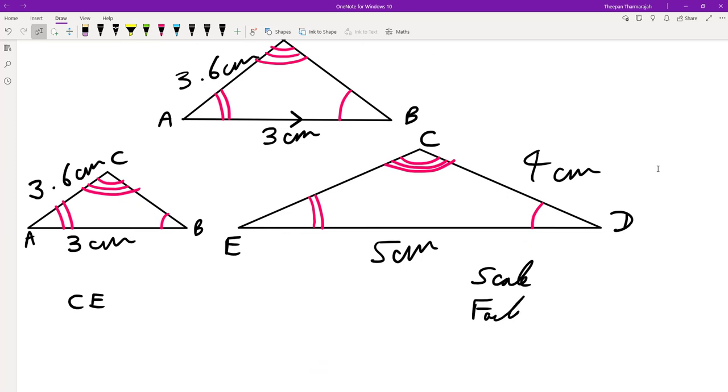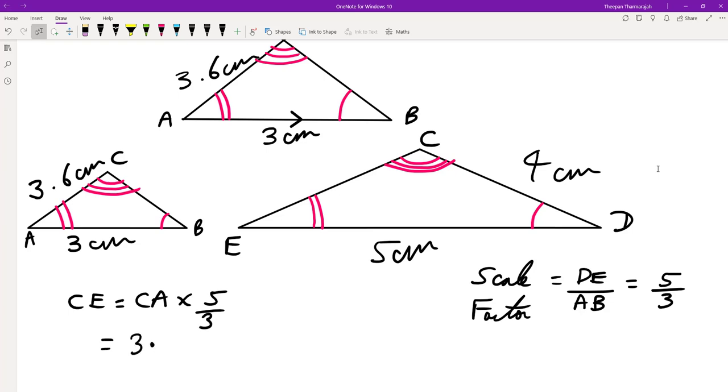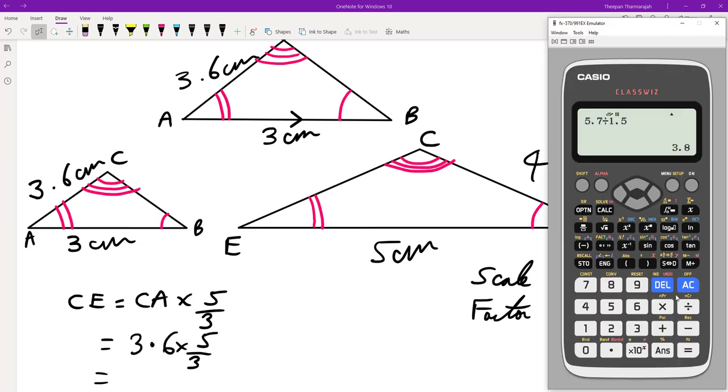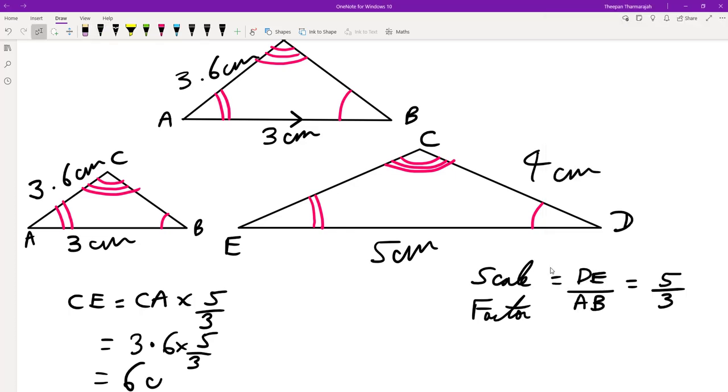So let's first of all work out the scale factor. So the scale factor is DE over AB, which is 5 over 3. Let's just leave it as a fraction for now. So CE is the larger version of CA. So I'm going to say CA times 5 over 3. So that's 3.6 times 5 over 3. And we get 3.6 times 5 over 3. That's exactly 6. So 6 centimeters.